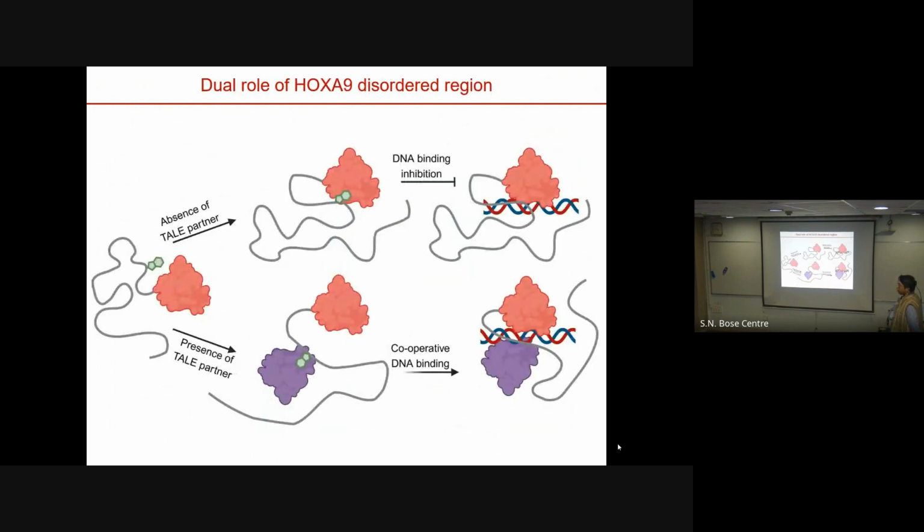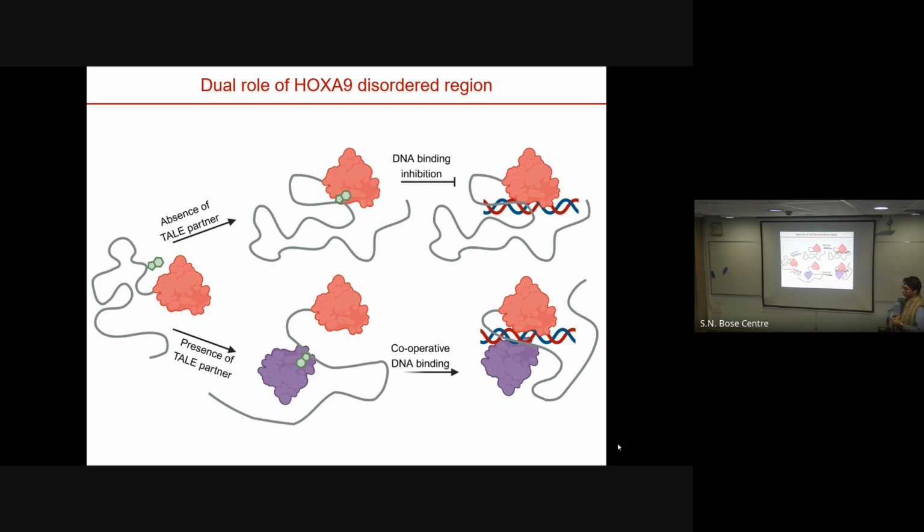So even though it's a transient interaction, it still makes that difference. So it turns out that that tryptophan is the one which interacts with the partner protein. When the partner is present, it will interact with this, recruit that partner protein, and together they bind DNA. So we are doing this experiment now, and we can see this cooperative binding. So with the partner protein, the DNA binding becomes better.